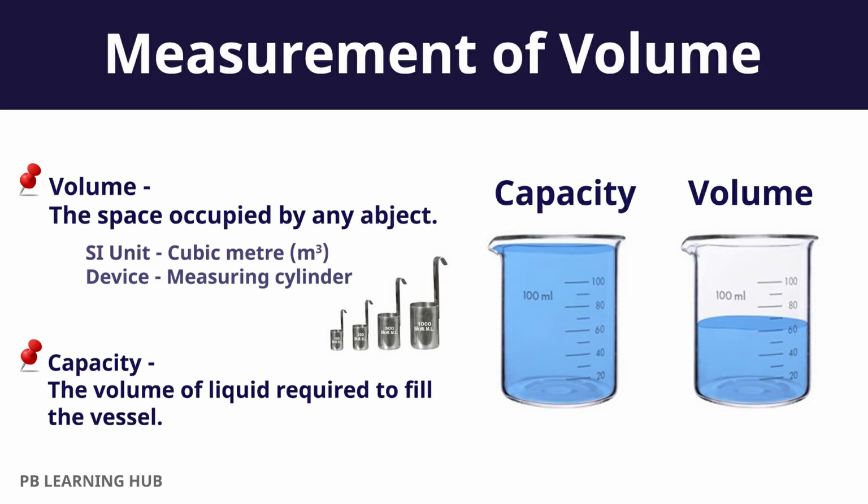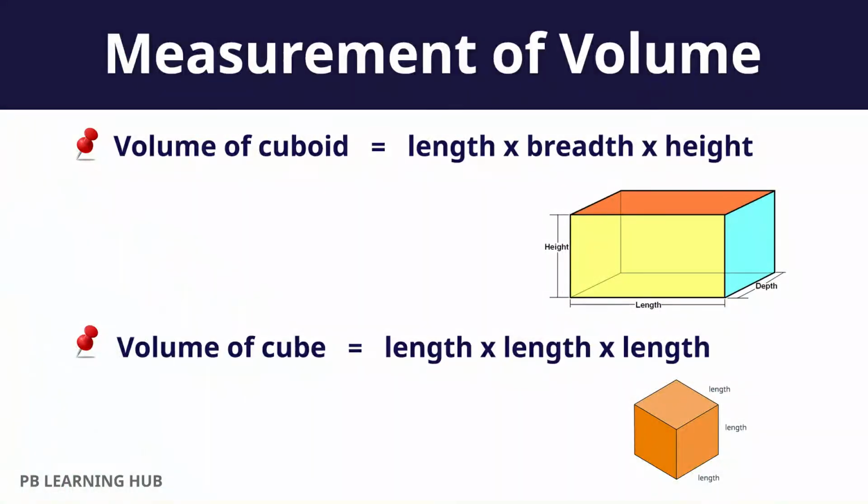And SI unit of volume is cubic meter, and the device which is used to measure the volume is called measuring cylinder. Now, if you want to take out the volume of cuboid, you have to use this formula. Here, the volume of cuboid is equal to length into breadth into height. It means to get the volume of cuboid, you have to multiply its length, breadth and height.